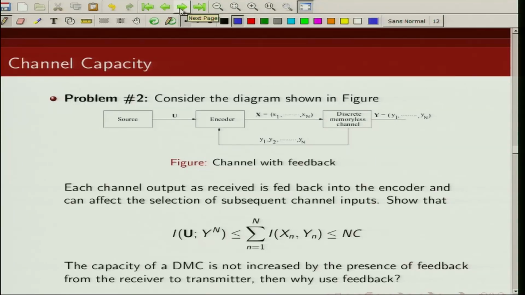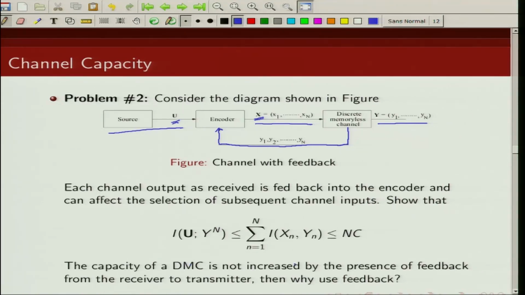Okay. So let us look at this problem, which shows a channel with feedback. So we have a source U, bits are encoded into X, and this is fed to a discrete memoryless channel whose outputs are Y. But now there is a feedback from the output to the input. So the channel output is fed back to the input side. So now this selection of X depends also on what is being fed back. So subsequent selection of X depends not only on U, but it also depends on Y, which is the symbols which are fed back from the channel.